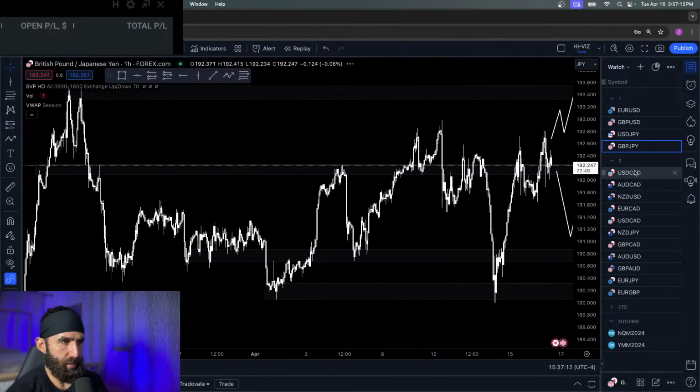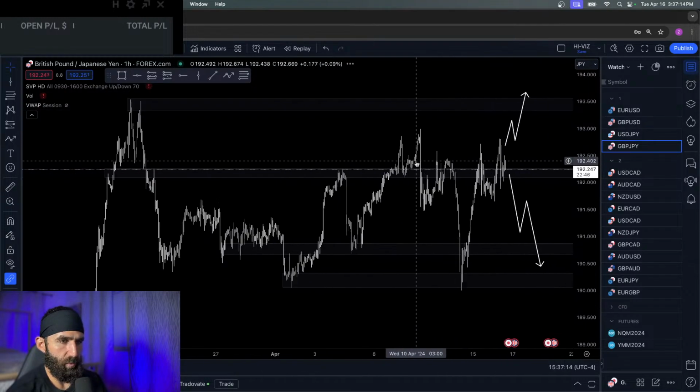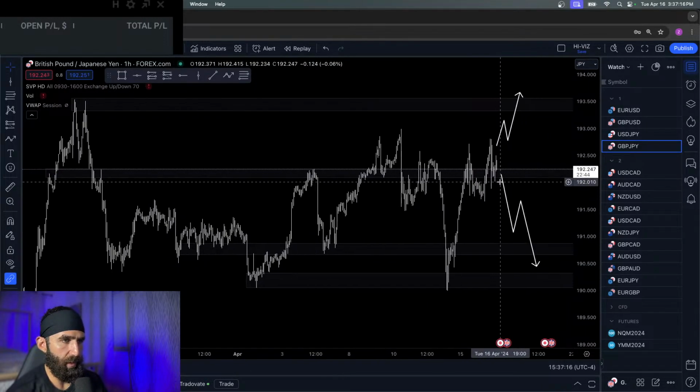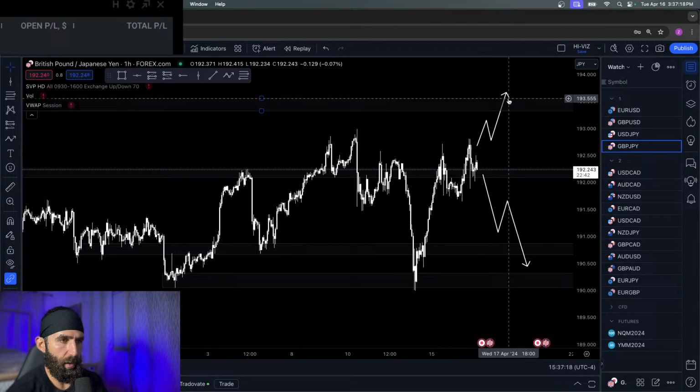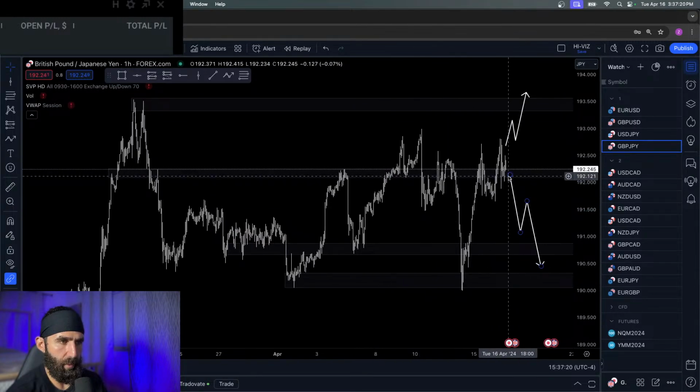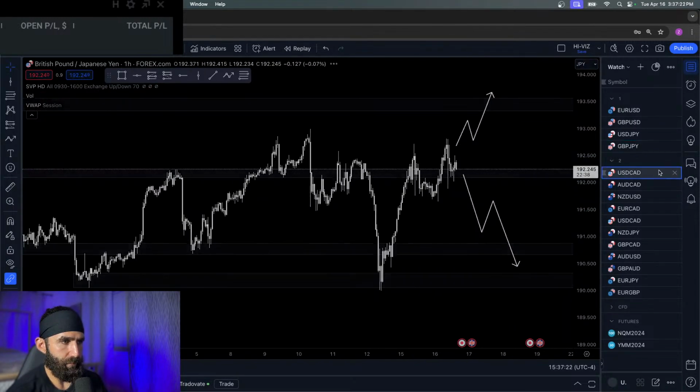GBP JPY much less clear to me right now. Was watching what happened here over the last couple of days. I think it's likely to run back up, continue, but this has kind of been choppy. So I've been holding off.